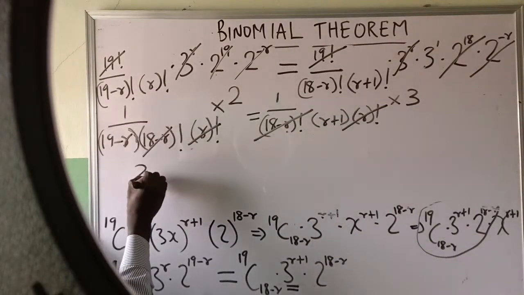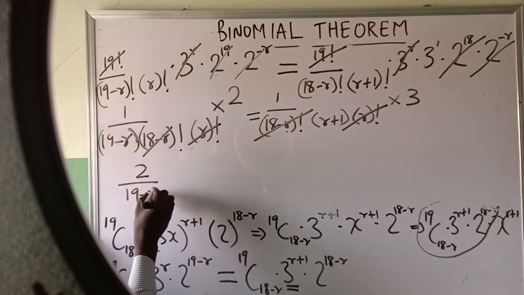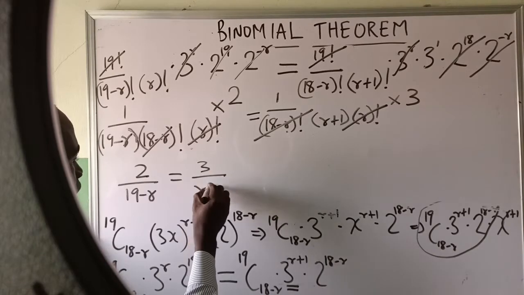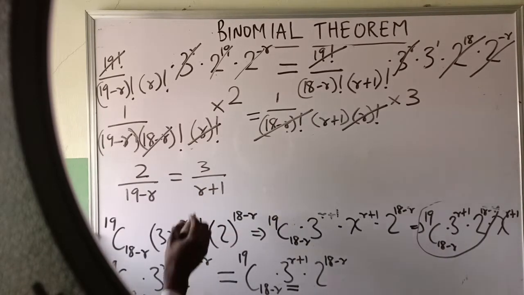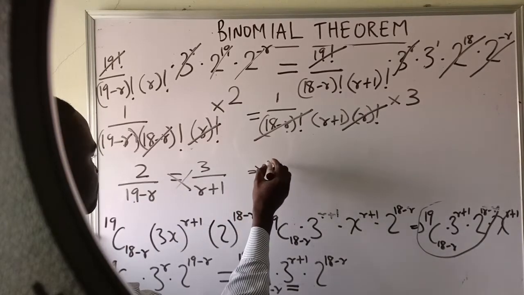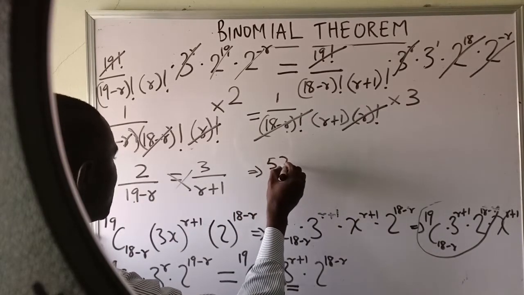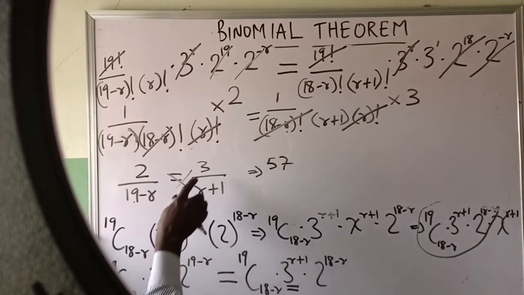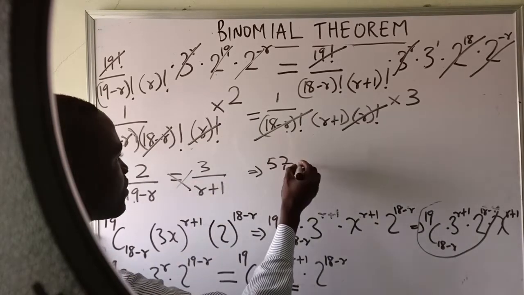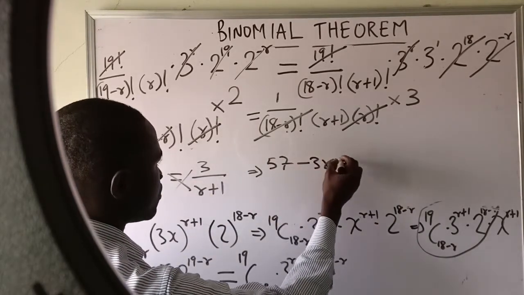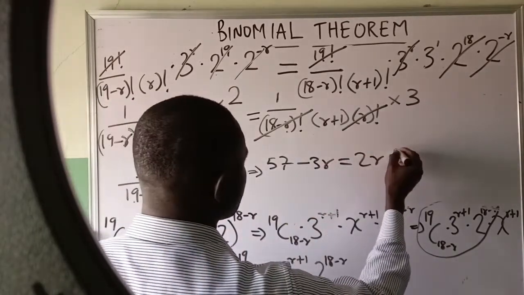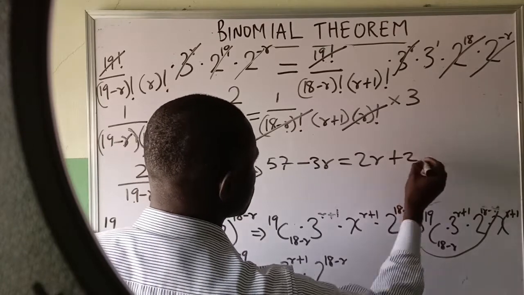2 times 1, 2, all over 19 minus r equals 3 times 1, 3, all over r plus 1. So cross multiplying, 3 times this will give you 57, because 3 times 19 is 57. 3 times this will give you minus 3r, equals 2 times this, which gives 2r. 2 times this will give you plus 2.